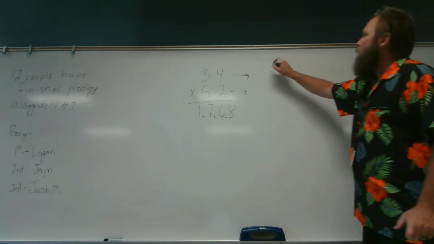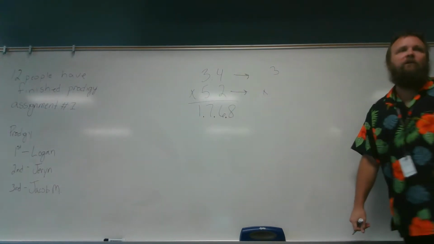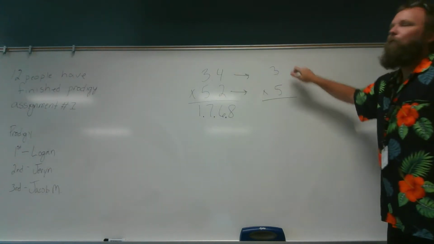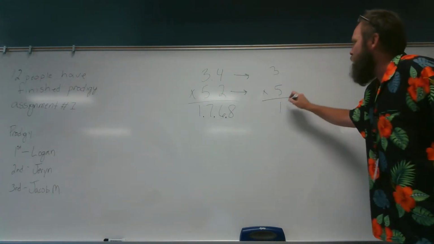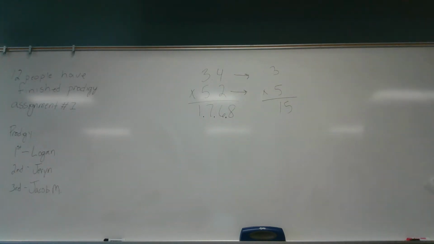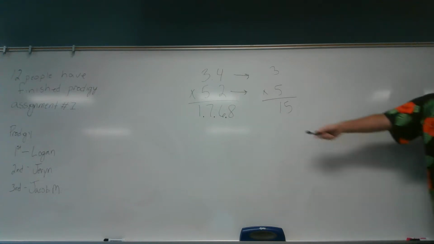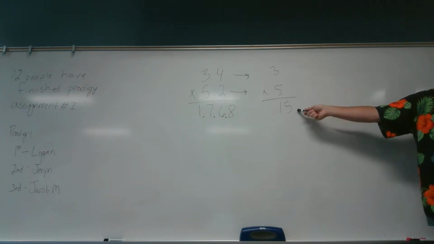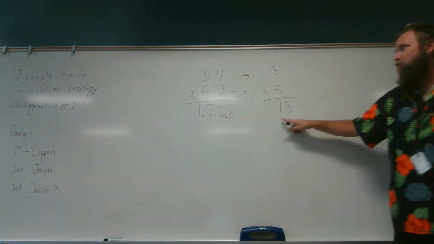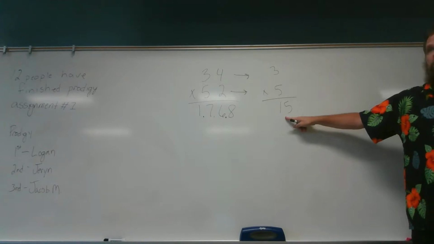Three. If we round 5 and 2 tenths to the nearest whole number, what do we get? 5. So what's 3 times 5? 15. So you said 3 and 4 tenths is near 3, right? And 5 and 2 tenths is near 5, correct? And 3 times 5 gives us a product of 15, correct? So my answer should be somewhere around 15, right? Make sense?